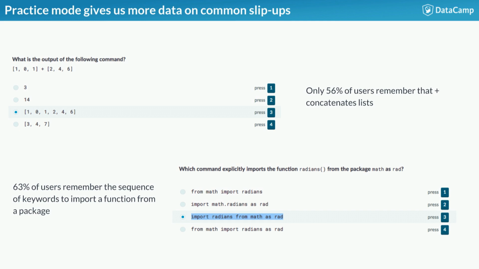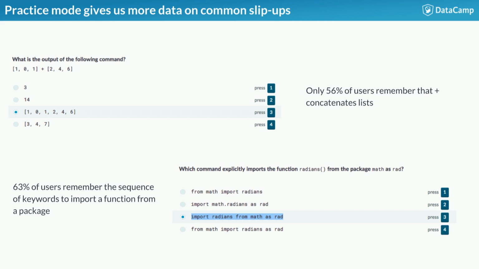The first one is list concatenation. And only 56% of students remember that number 3 is the right answer here. A lot of people choose number 4 on that first challenge. And one hypothesis we have is that people assume this is vectorized, which is the case in R, but it's not in Python. And so this is definitely an interesting insight that can inform us to improve our Introduction to Python course.